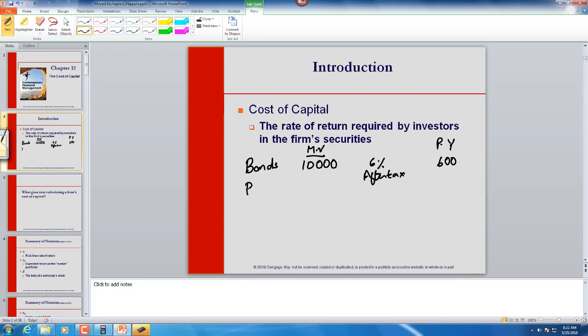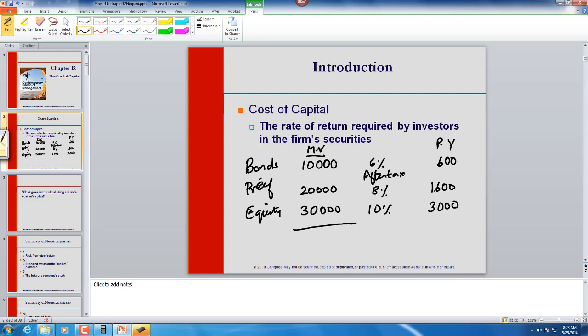Then the firm has preferred stock of $20,000. Let us say preferred stock costs this firm 8%, which is $1,600. Then they have retained earnings, or internal equity, or external equity. Well, let us just call it equity for now because we are just understanding the concept. We'll come to internal and external later. Equity of, say, $30,000. Now let us say the cost of equity is 10%, which is pretty reasonable for this company.